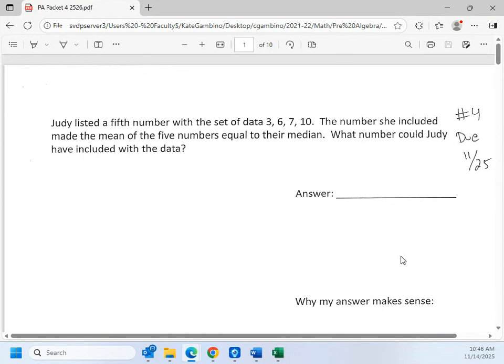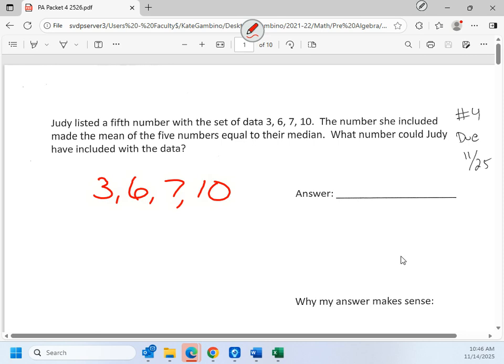First page. Judy listed a fifth number with the set of data 3, 6, 7, and 10. The number she included made the mean of the 5 numbers equal to their median. What number could Judy have included with the data? So there are a couple different numbers that work. So just know there are a couple of answers.